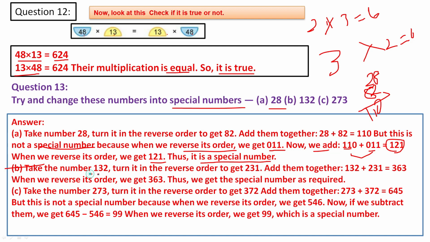Same way, take the number 132. Turn it to the reverse, 231. Add, you will get 363. So 363 is a special number because when you write reverse order also it is the same.